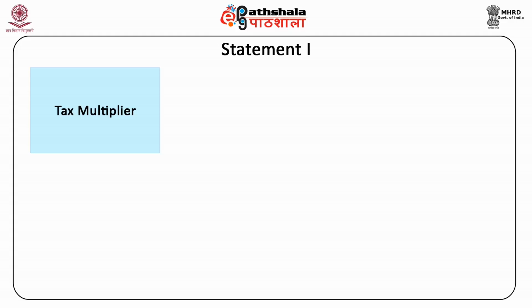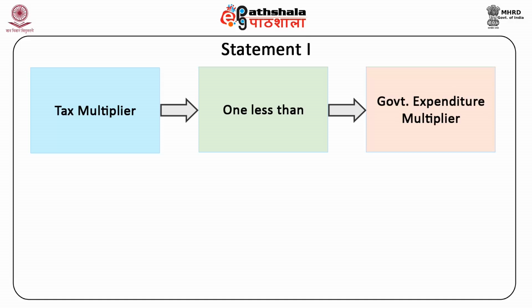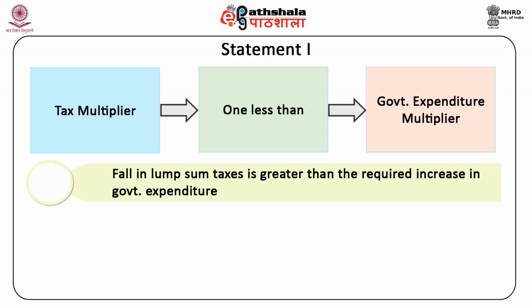Looking at equations 7, 8 and 9, some statements are made and proved. Statement 1. Tax multiplier is always 1 less than the government expenditure multiplier. In other words, to achieve a given increase in equilibrium level of income, the required fall in lump sum taxes is greater than the required increase in the government expenditure.